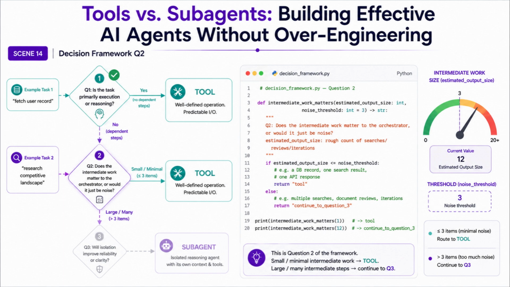But when a task generates large amounts of intermediate work, multiple sequential searches, several document reviews, repeated iterations, or layered analyses, a subagent can keep every bit of that sprawling work fully isolated and return only the final, distilled conclusion back to the orchestrator.